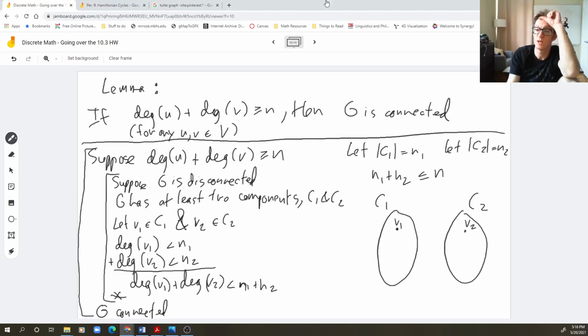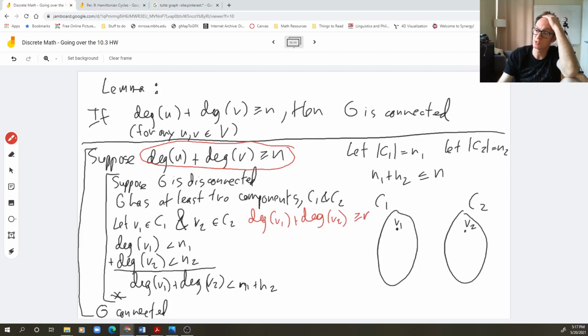Okay, but also, by assumption, I also know that this is true for any pair of vertices. So in particular it's true for v1 and v2. So I also know that the degree of v1 plus the degree of v2 is greater than or equal to n. So there we go. I get that n1 plus n2 is greater than the degree of v1 plus the degree of v2, which is in turn greater than or equal to n.